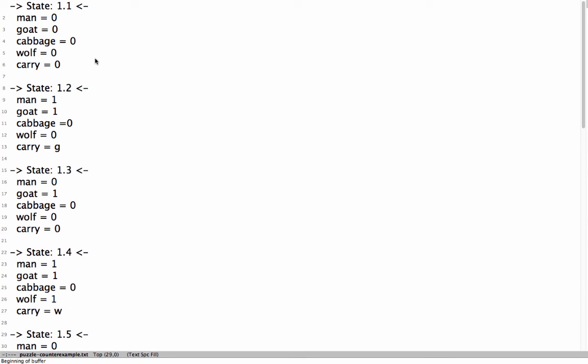I have copied the counterexample into a separate file and have written the values of variables in every state for clarity. Let us now go through this counterexample. I have also changed the false to 0 for readability. Initially, man, goat, cabbage, wolf are on the left bank and the carry is 0. So this is the counterexample. Let's see. So this has to give us a way of transferring everything from the left bank to the right bank. At the same time, the goat and the wolf should not be on the same side, and the cabbage and the goat should not be on the same side.